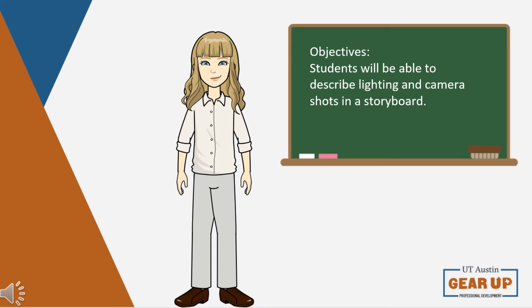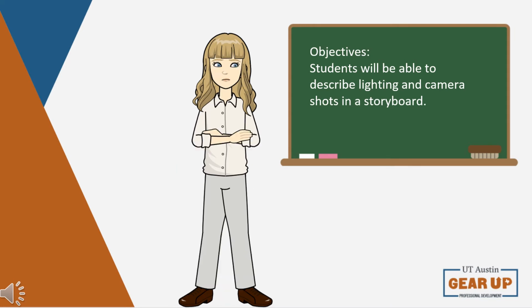Let's look at Ms. Stein. Students have just turned in a round of storyboards for their next animation assignment. Ms. Stein's objectives state that students will be able to describe lighting and camera shots in a storyboard. Ms. Stein notices that a few of the storyboards don't describe the lighting design.